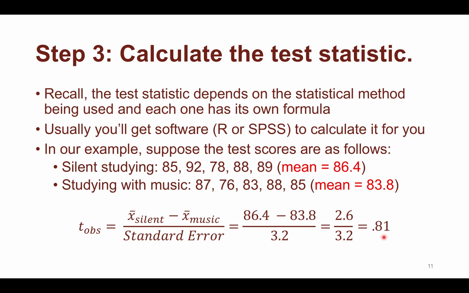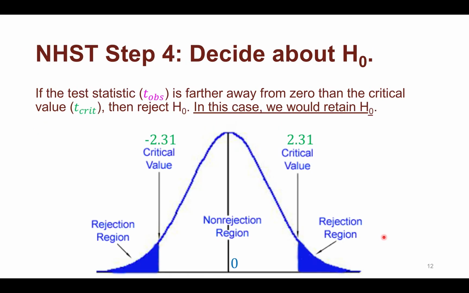And this is 0.81. So when we compare t obs with t crit, we find that it is not farther away from 0. It's within the non-rejection region here, closer to 0 than the critical values. So we're not going to reject the null hypothesis. We're going to retain the null hypothesis. If the test statistic t obs was out here in the darker blue area, on either side of the graph, then we would reject the null hypothesis. But in this case, we're going to retain the null hypothesis.